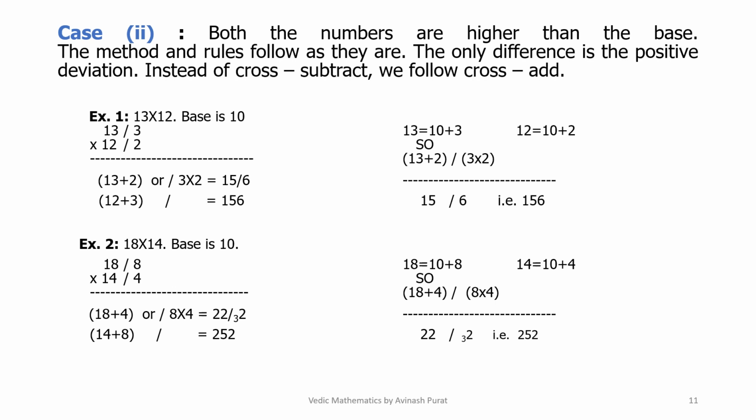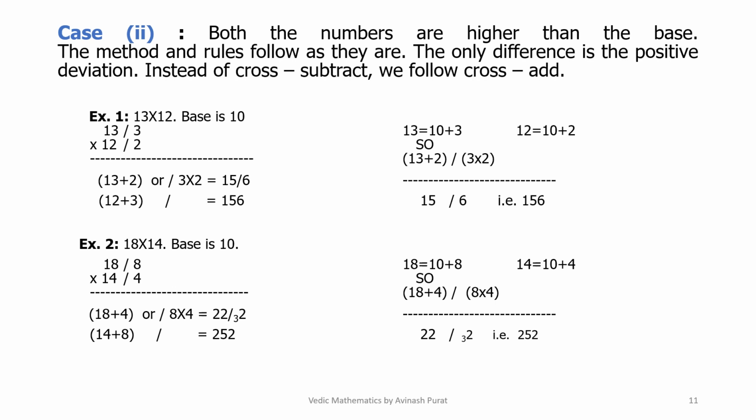Case 2. Both the numbers are higher than the base. The method and rules follow as they are. The only difference is the positive deviation. Instead of cross subtract, we follow cross add. So, example 1 is 13 multiplied by 12, base is 10.